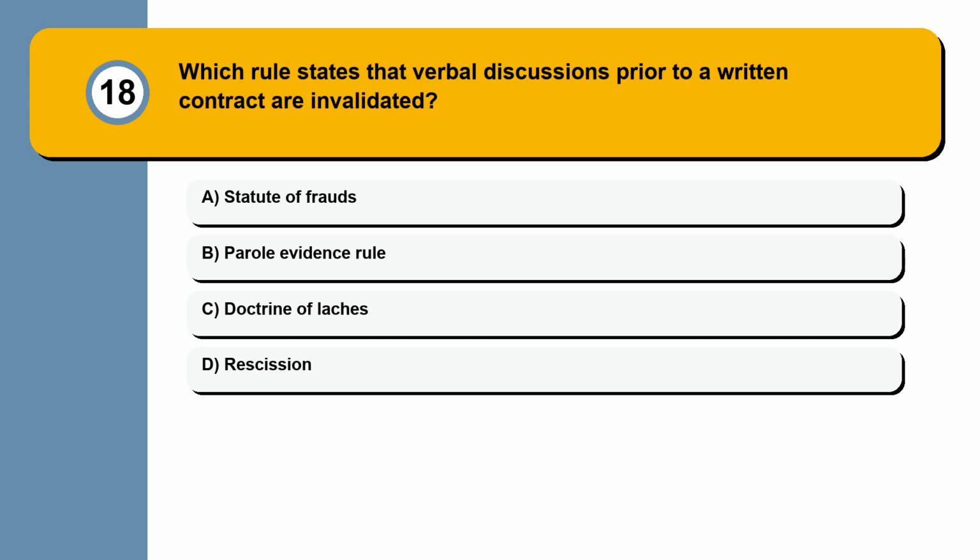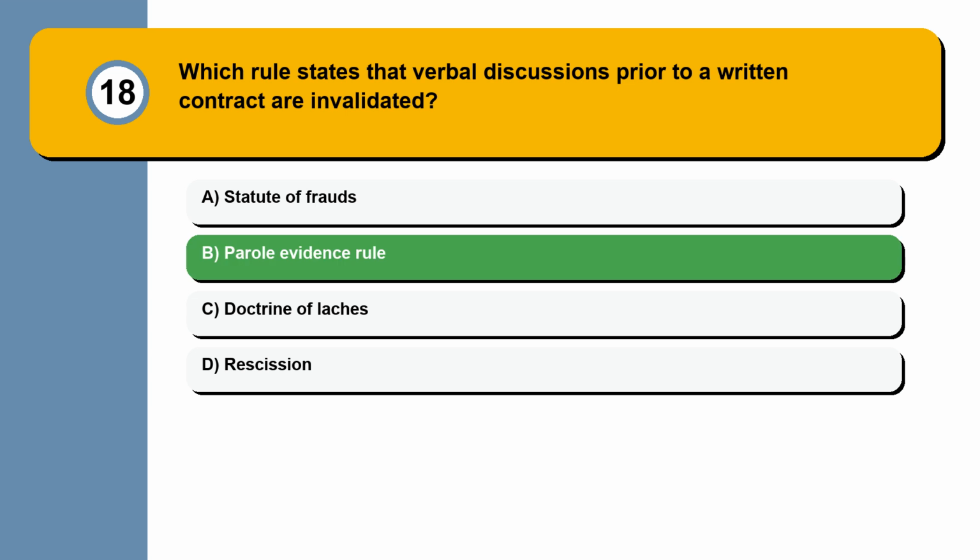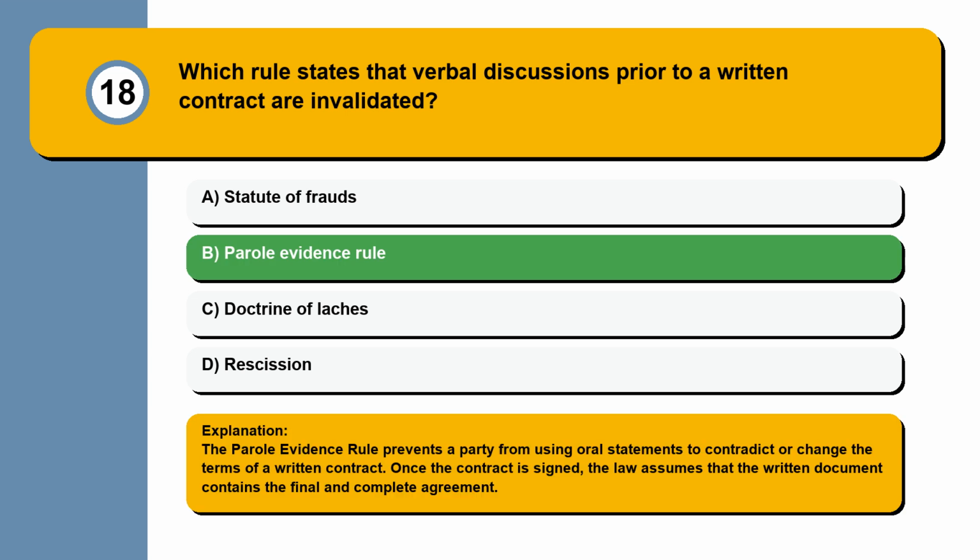Question 18. Which rule states that verbal discussions prior to a written contract are invalidated? Statute of frauds. Parol evidence rule. Doctrine of laches. Rescission. The parol evidence rule prevents a party from using oral statements to contradict or change the terms of a written contract. Once the contract is signed, the law assumes that the written document contains the final and complete agreement.